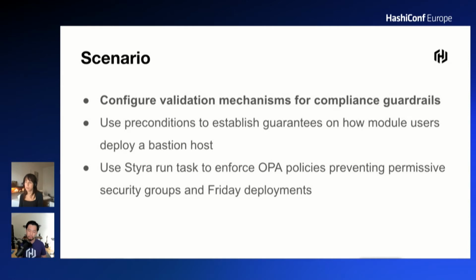And then I'm going to use the Styra run task to enforce two different types of OPA policies. So first, I'm going to use a Styra public library policy in order to prevent the creation of overly permissive AWS security groups. Then I'm going to define a custom policy within Styra that will prevent Friday Terraform Cloud deployments.